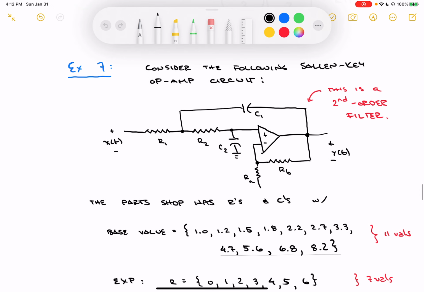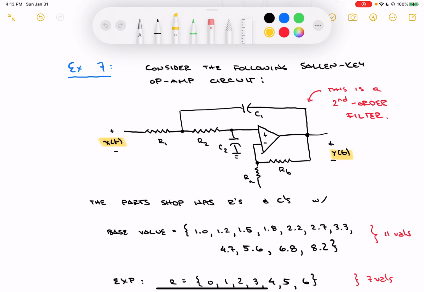All right, so this next one, example 7, is taken from something I used to do in my signals class. This one will take a little time to show, but I think it'll be easier to compute. We're going to consider a Sallen-Key op-amp circuit. Basically, I have an input voltage source, and it's going to have an output voltage. So there's an input and output on this guy.